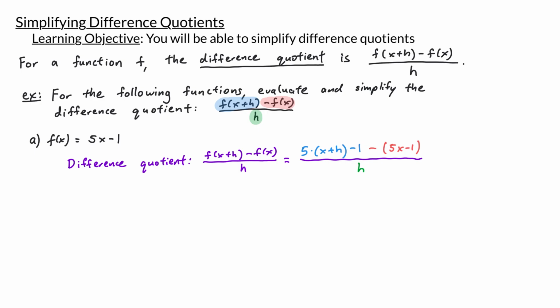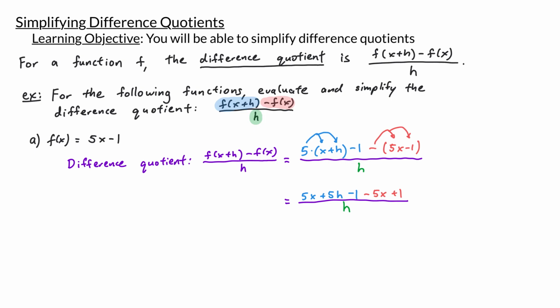So, for example, we can start by distributing this 5 here, and we can also distribute this minus sign. So in the numerator, distributing the 5 gives us 5x plus 5h minus 1. And then distributing the minus sign, we get minus 5x and then plus 1. All of this is divided by h in the denominator.